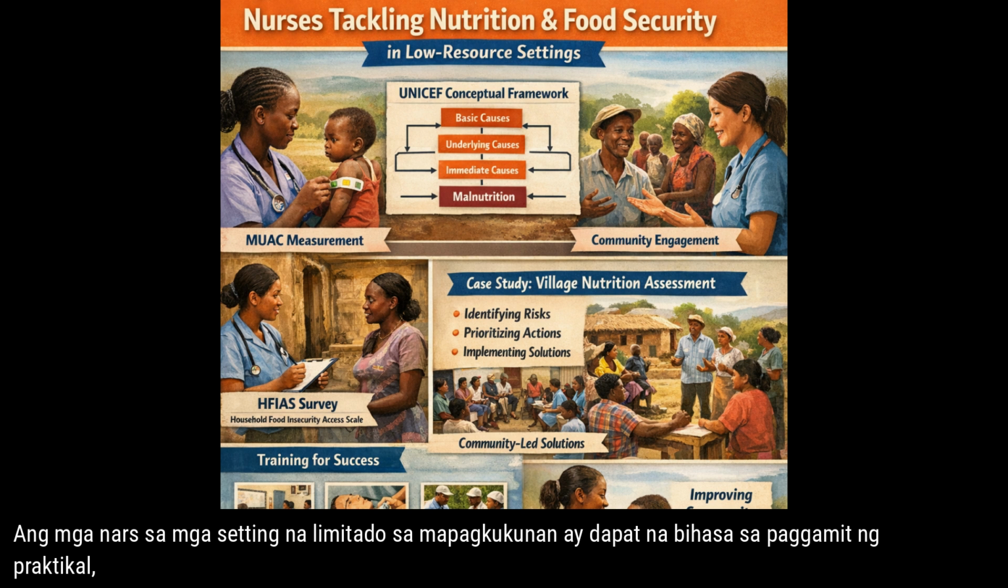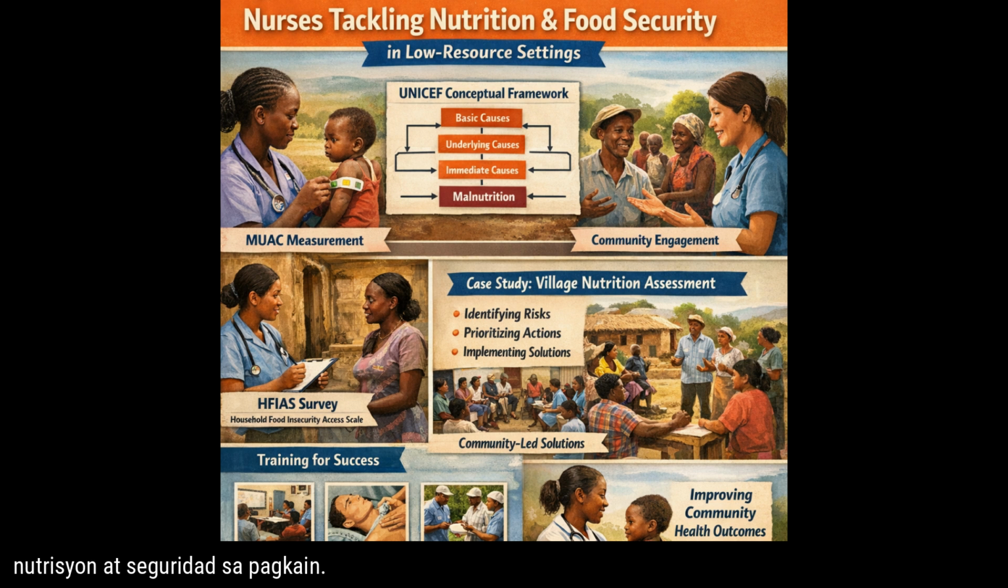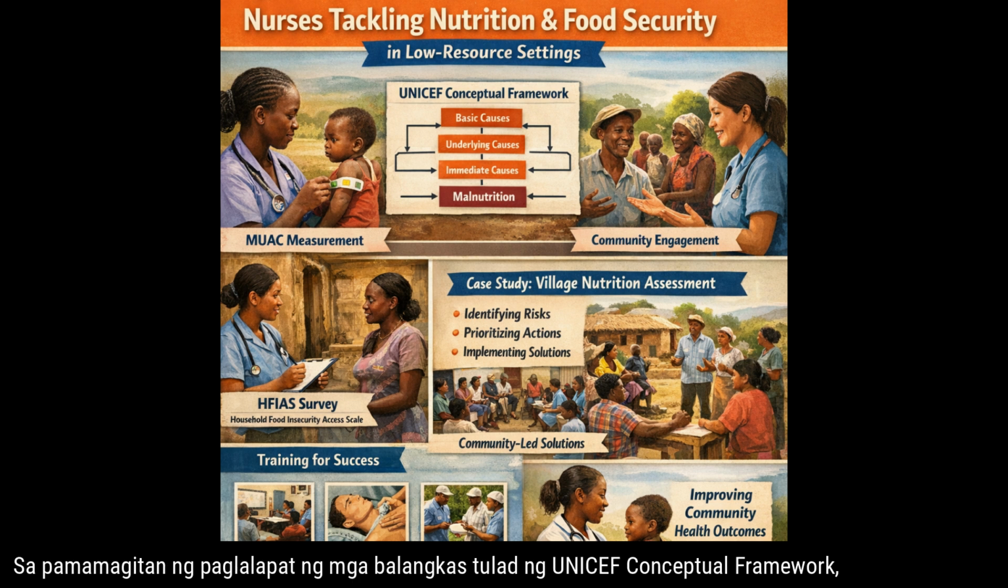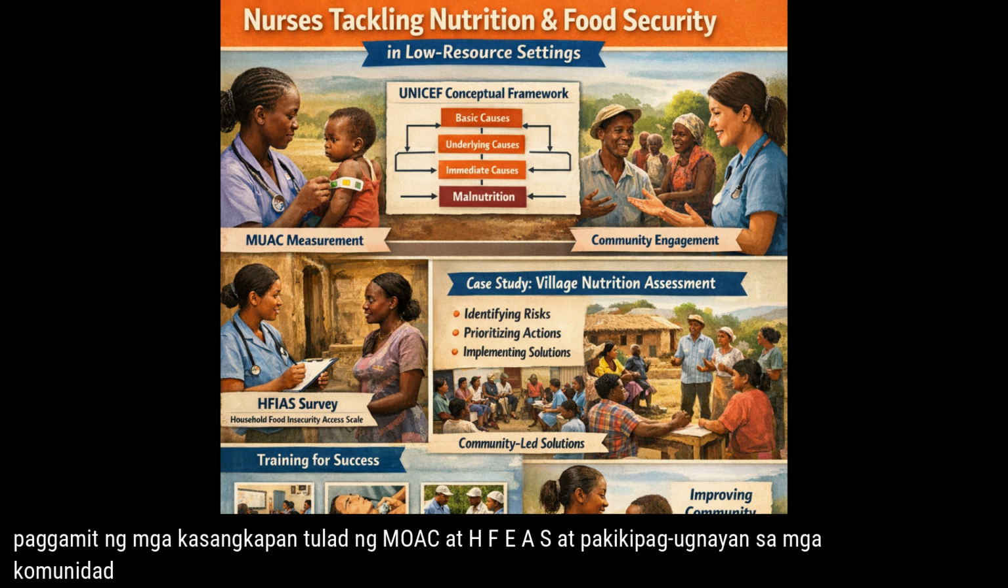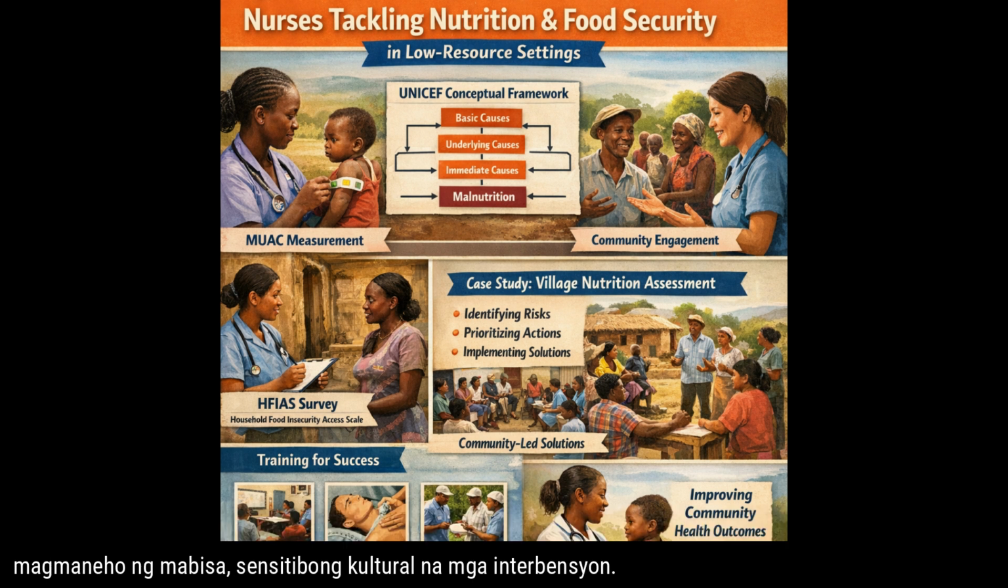Nurses in resource-limited settings must be adept at using practical, evidence-based tools and participatory approaches to assess nutrition and food security. By applying frameworks like the UNICEF Conceptual Framework, using tools such as MUAC and HFIAS, and engaging communities in prioritization, nurses can identify key risk factors and drive effective, culturally sensitive interventions.